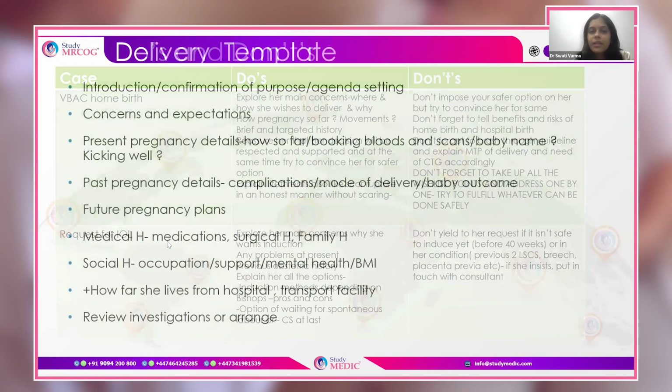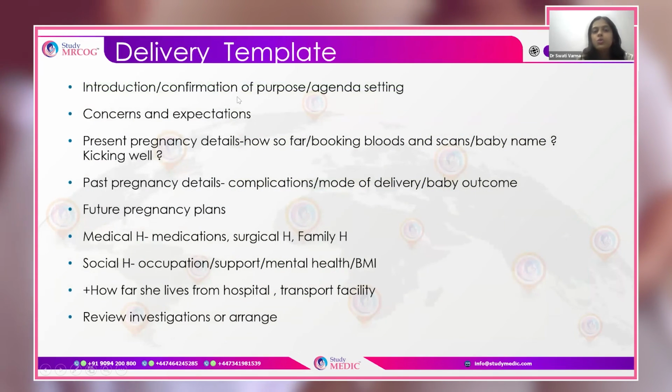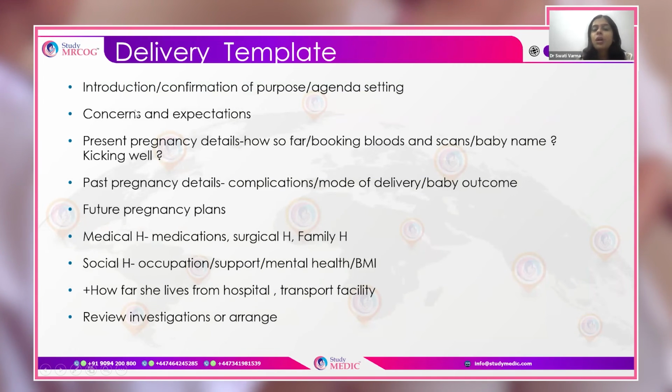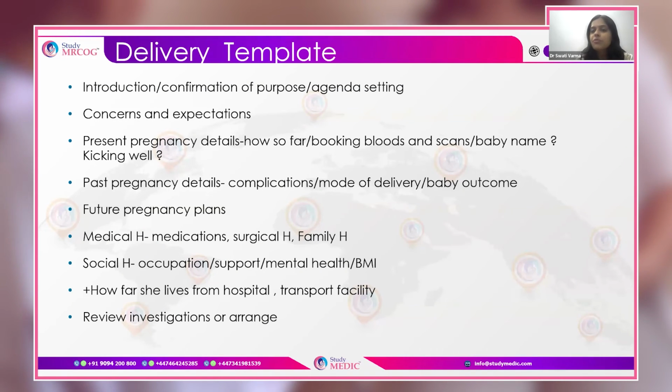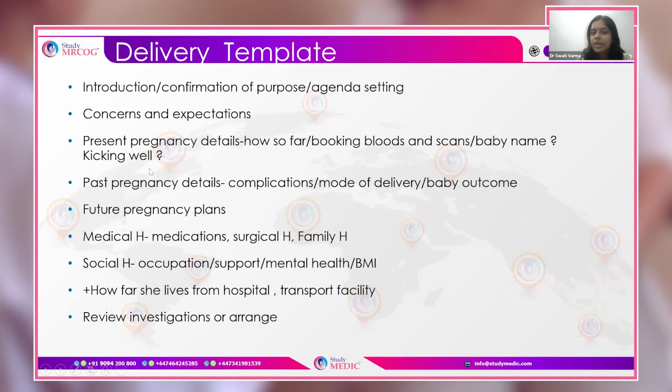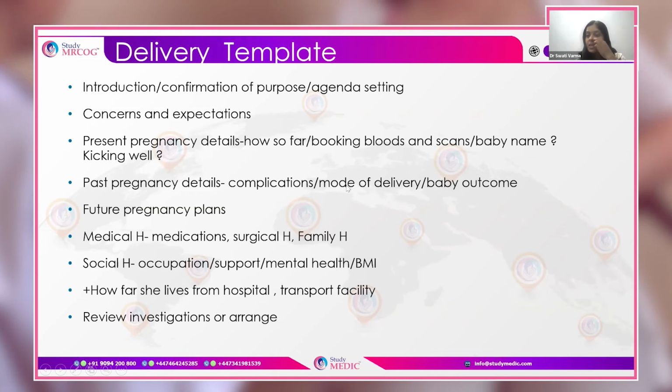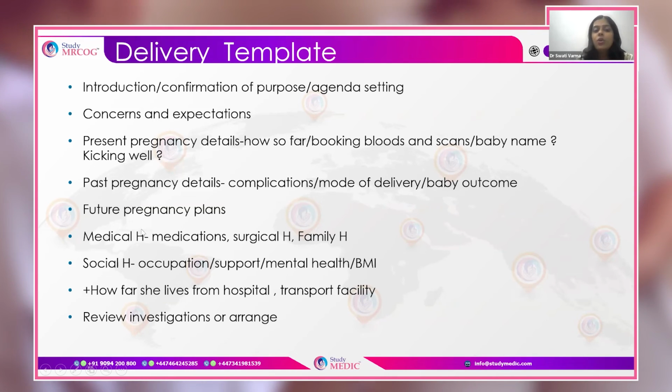So in general, if we look at the template, you have to introduce yourself, confirm the purpose of your meeting, and set the agenda. Explore her concerns first. Throw an open question and ask her to tell you all her wishes. Ask about her present pregnancy: how so far, what about the reports, have you named your baby, is he or she kicking well. What about past pregnancy, whether there was any complication, what was the mode of delivery, whether the baby was fine or not, and also future pregnancy plans.